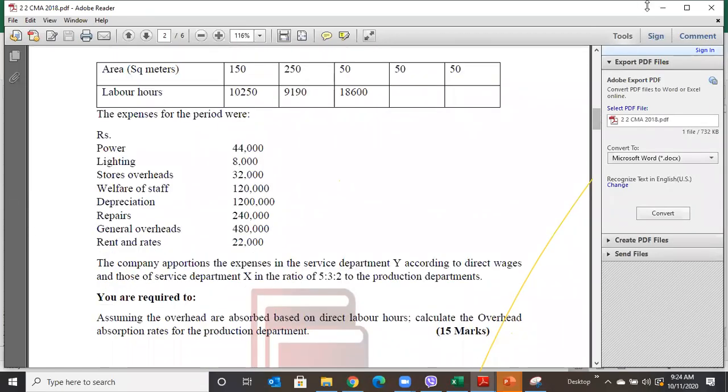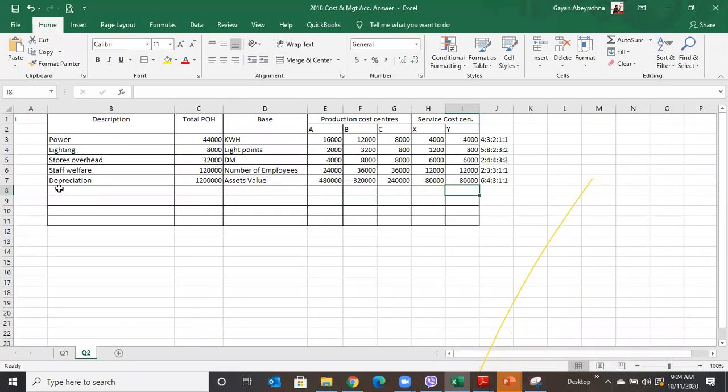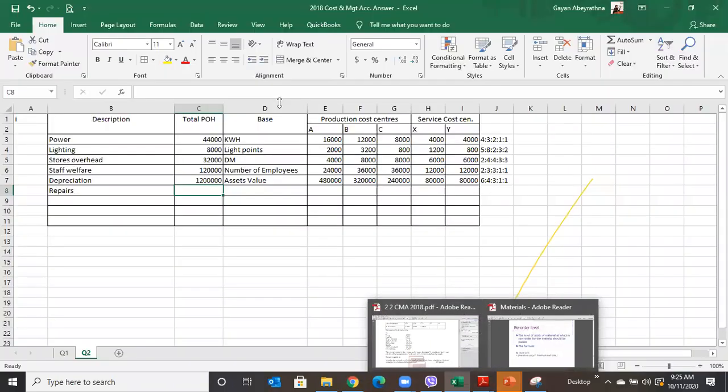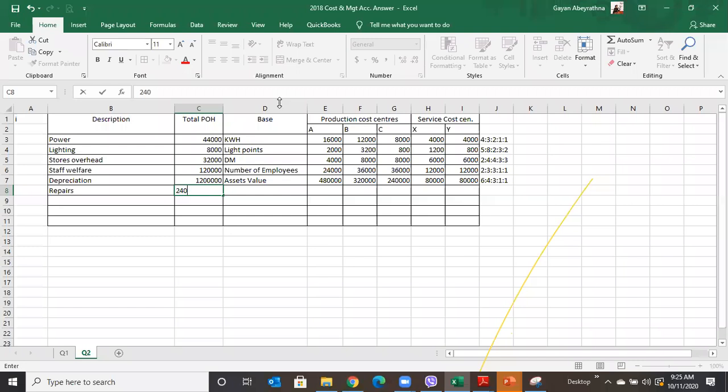Repairs. What should be the base? Assets value. Repairs total 240. Yes, for this one also we can use the assets value.